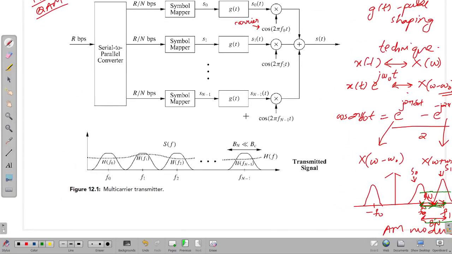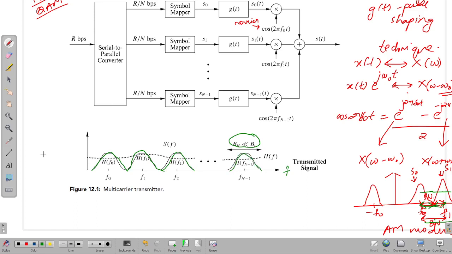The textbook also shows the frequency domain of different symbols, that is, the center frequencies f0, f1, f2 up to fn minus 1. Here they have marked that Bn, which is the bandwidth of the substream, is much less than the coherence bandwidth of the channel. And here you have S of f. These are your S of f's, which are the substreams I have drawn now.